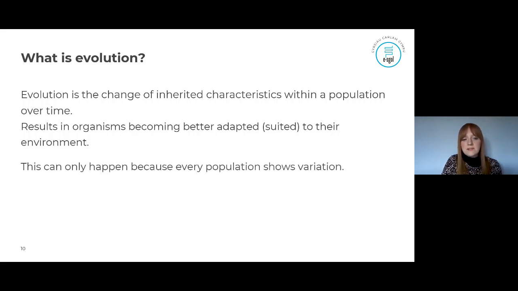This can only happen because every population shows variation. So when we talk about natural selection, we always start with the idea that within a population there is variation, there are differences between the species. And this occurs through natural selection. So what I'm going to do today is, rather than just give you a definition of what natural selection is, I'm going to do it through the use of examples. Because if you see it work through an example, you're more likely to be able to apply that, let's say, if you had an assessment on it.